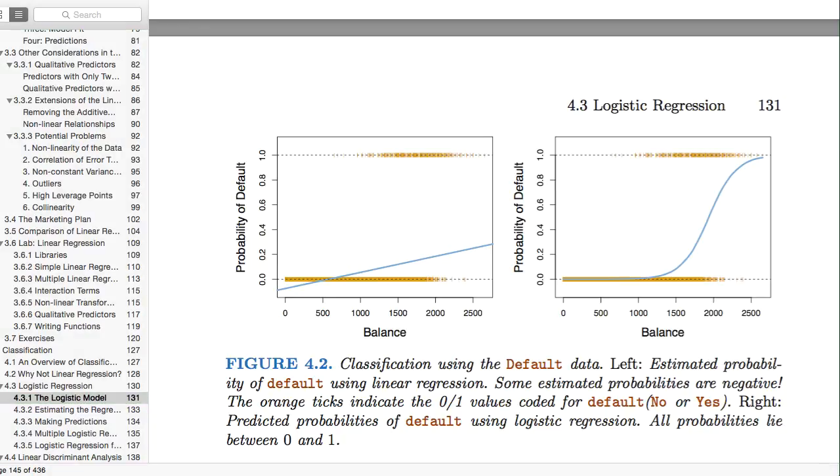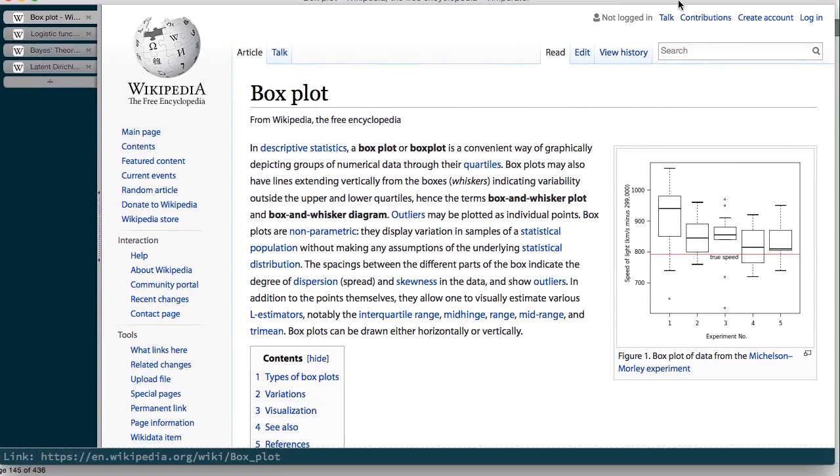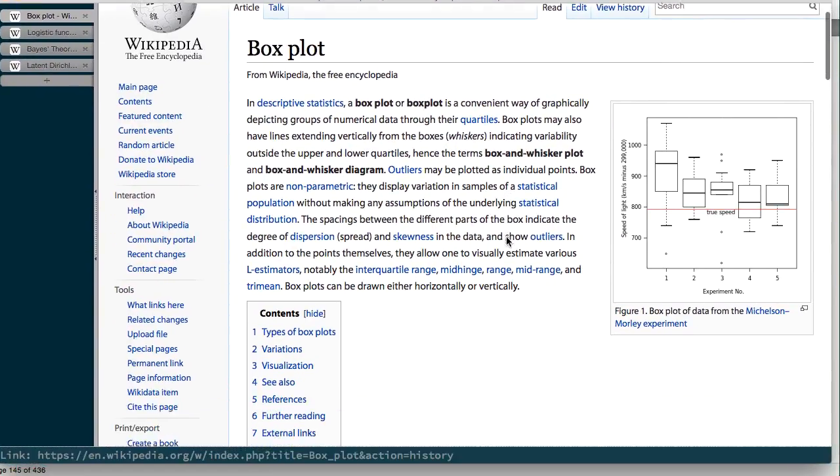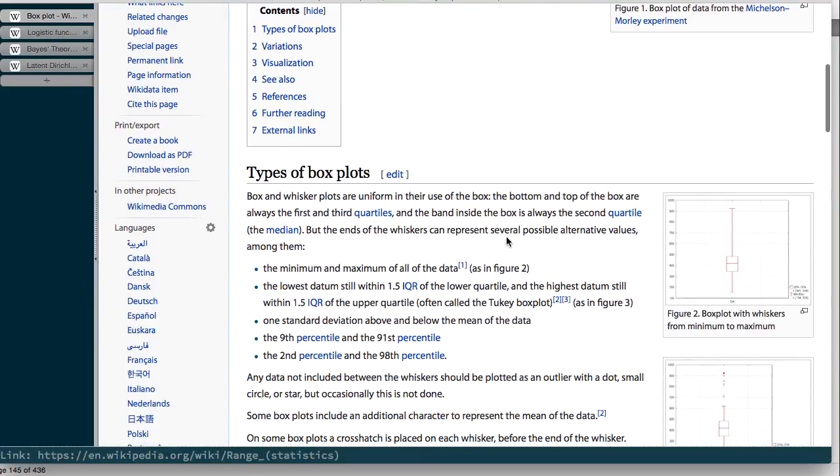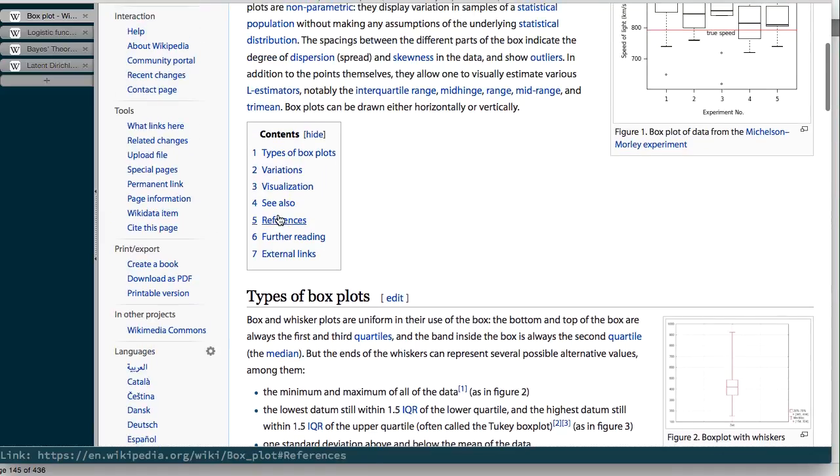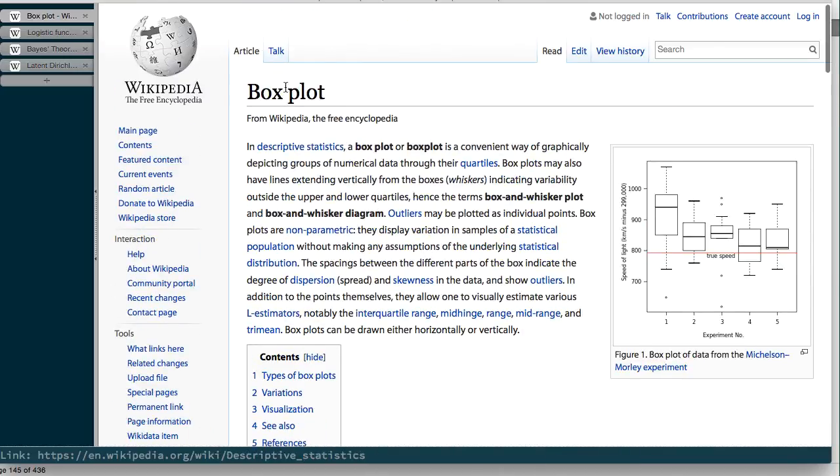Oh, I forgot about my Wikipedia aids. So I wanted to point out, I have a couple of Wikipedia aids back when we were looking at the box plot. I wanted to point out that Wikipedia has a nice list of different uses that the whiskers are put to. So I think this is a good Wikipedia entry, as Wikipedia entries go, the Wikipedia entry on box plot. So you might want to look that up.